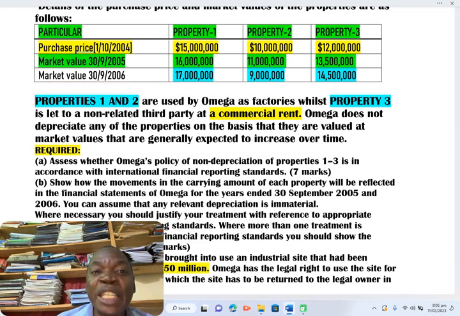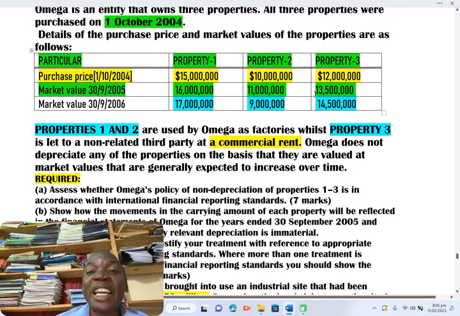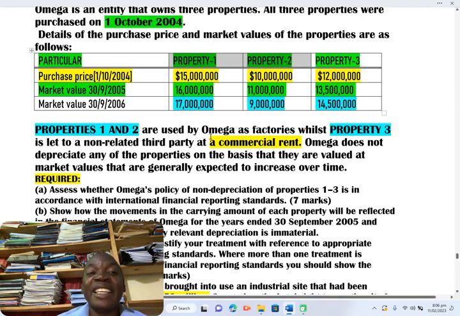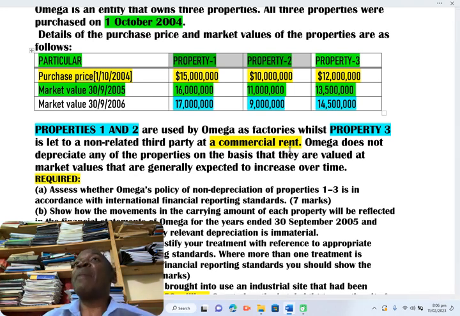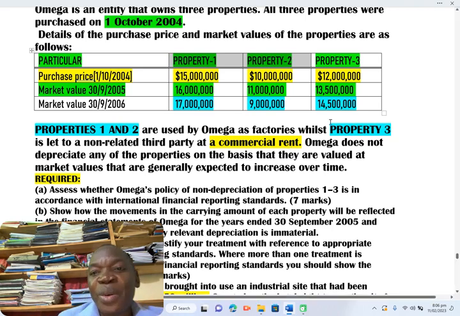Hii swali nasema property 1 and 2 are used by Omega as what? Factory. Maana property 1 ni PPE, kwa sababu anaitumia kama majengo ya kiwanda. While property 3 is leased to a non-related party on commercial rent. Amepangisha kwa watu wengine. Maana property 3 ni investment property in IAS, IAS namba ngapi? Namba 40. Wakati property 1 and 2 ni owner occupier, maana yake ni PPE. Do you see that? So what were the cases?